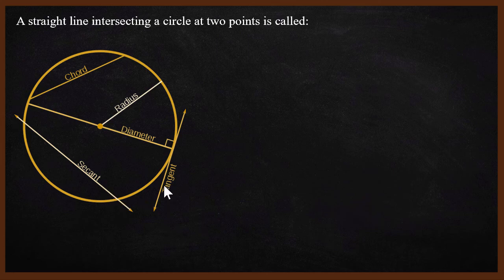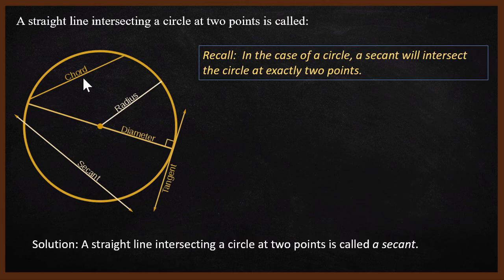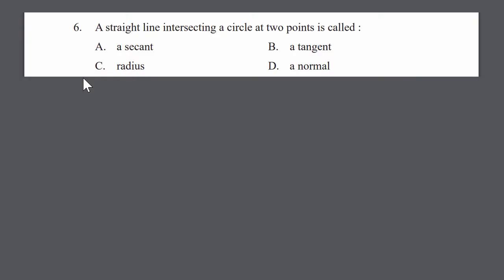Why not tangent? Even tangent is outside, right? But tangent only touches at 1 point. It doesn't touch at 2 points. Chord, again, is within the circle, so it's not the answer we're looking for. The key thing to remember here is that a secant intersects a circle at exactly 2 points, and it's a line that is not only within the circle, so it crosses. So in other words, the answer we're looking for is secant.